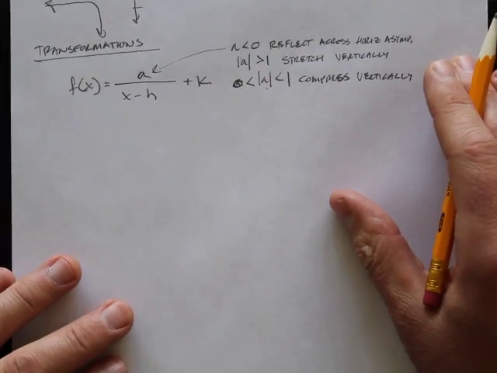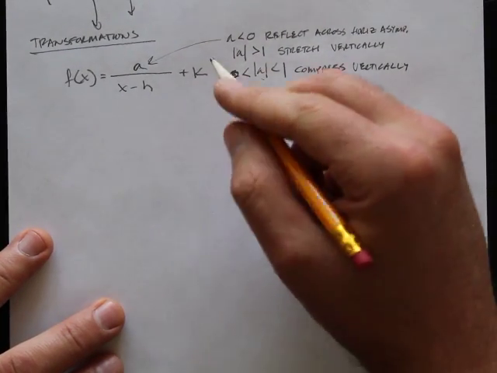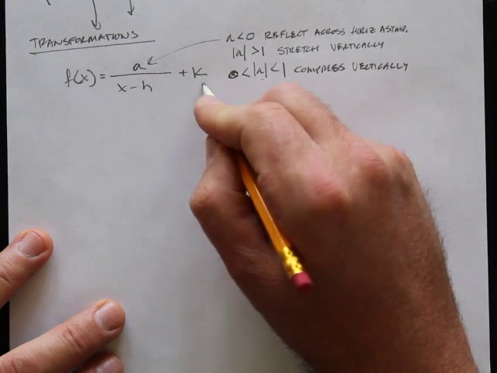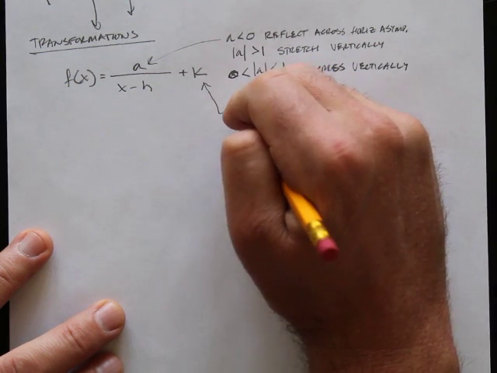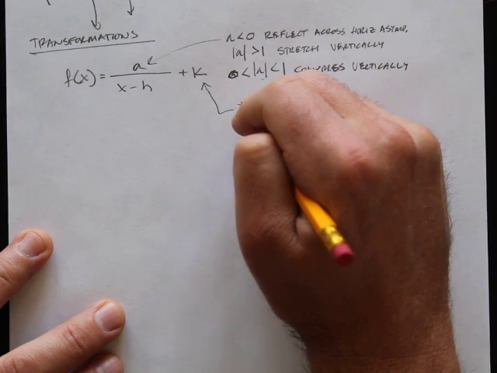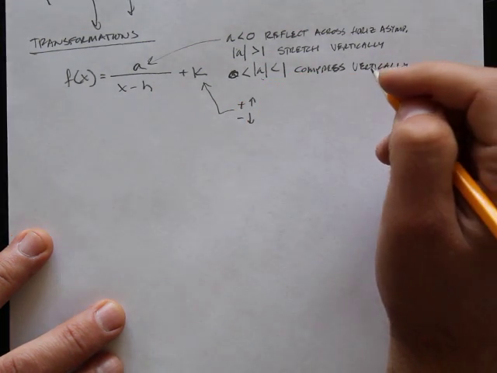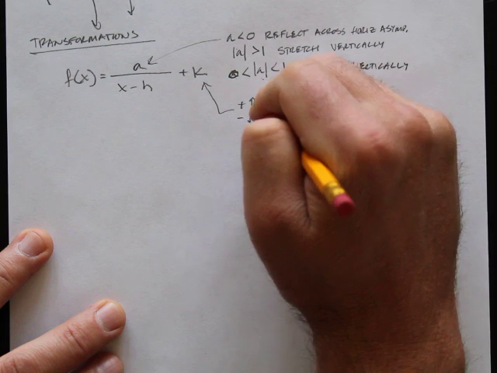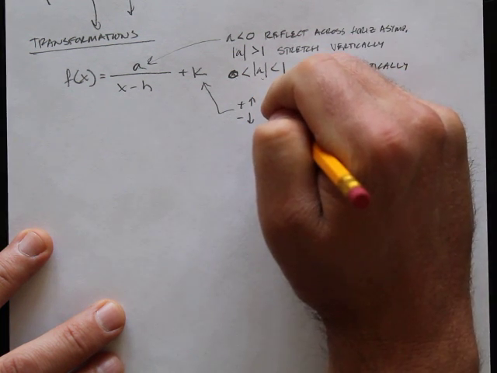Okay, the k value, this is like always the same. Plus, it goes up. If it's minus, it goes down. Also, this k is going to equal my horizontal asymptote.